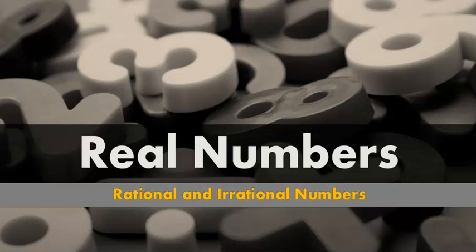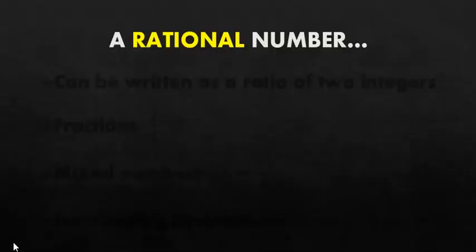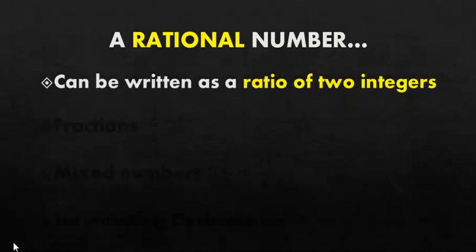Today we will study real numbers, rational and irrational numbers. A rational number can be written as the ratio of two integers. Fractions are the most basic rational numbers, because they are ratios of two integers. An example, 3/4. 3 is an integer and 4 is an integer, so 3/4 would represent a rational number.